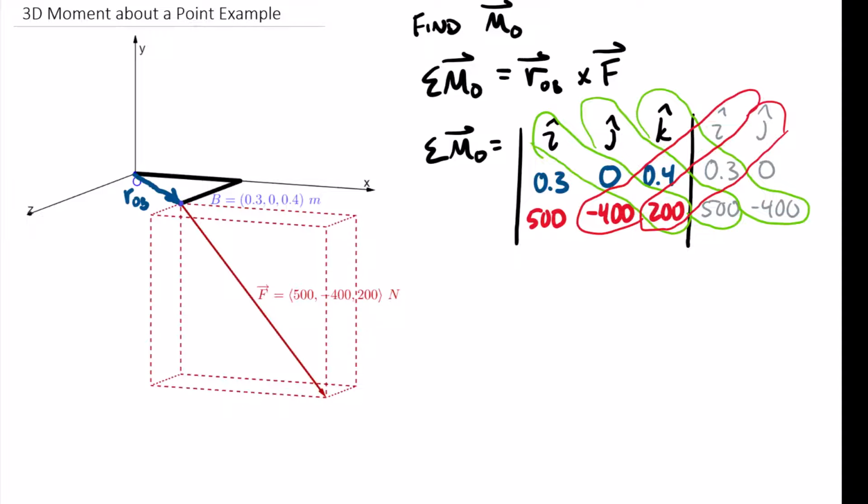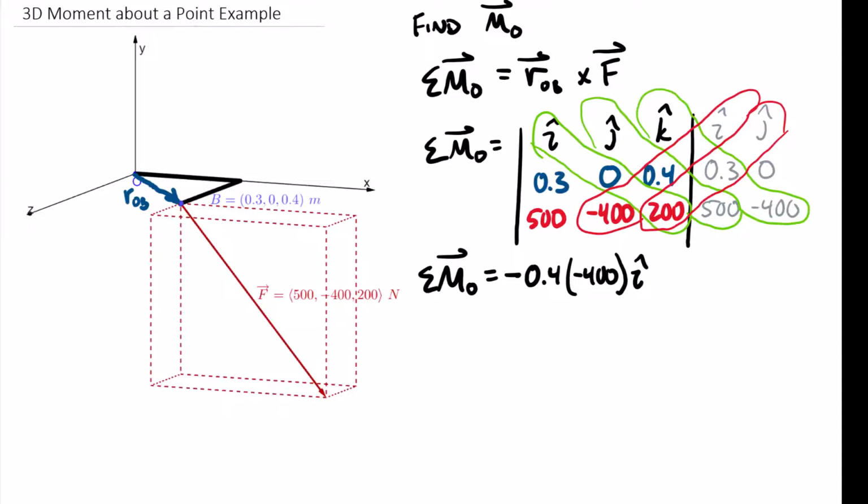So then to go ahead and write out these terms, we have that the sum of moments around point O, again, it's a vector. Pulling my i hat term first, I have on the negative slant, so let's throw that negative out front, negative 0.4 times negative 400. And again, that's in the i hat.